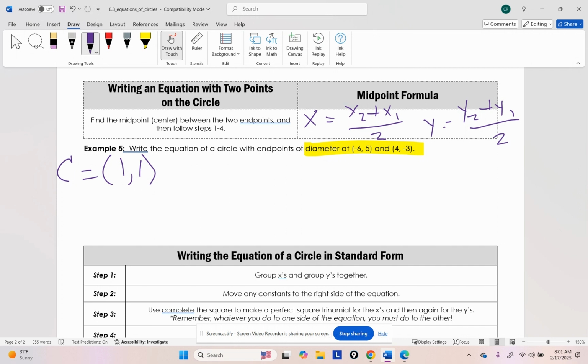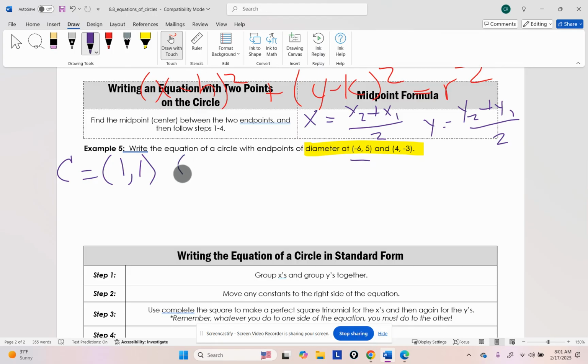So our center is -1, 1, and we're going to use the point -6 and 5. You can use either one, but I'm just going to use the first point, okay? So we do the same thing we did in the last example. We're going to write the equation of the circle, and I'm going to write it up here. So our equation of a circle is x minus h squared plus y minus k squared equals r squared. Okay, that's our equation of a circle. So we're going to use that to solve this.